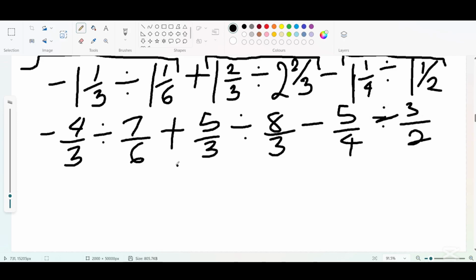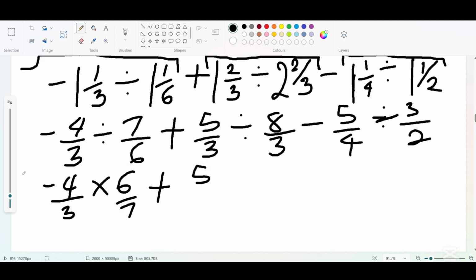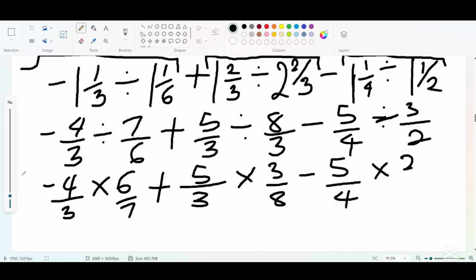Right? So at this point, after converting everything from mixed fractions to improper fractions, these divisions will now be converted to multiplication. So this is going to be minus 4 all over 3 times 6 all over 7 plus 5 all over 3 times 3 all over 8 minus 5 all over 4 times 2 all over 3.